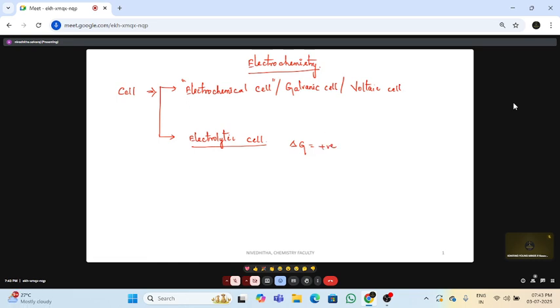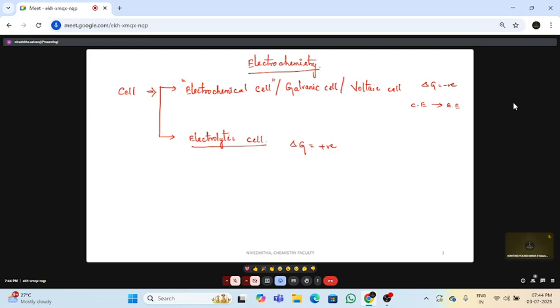For an electrochemical cell, the chemical reaction can occur by itself. So for that kind of reaction, delta G will be negative. Here, the chemical reaction happens by itself, because of which chemical energy is generated, and that chemical energy gets converted into electrical energy. So this chemical reaction leads to a current. This is the electrochemical cell.